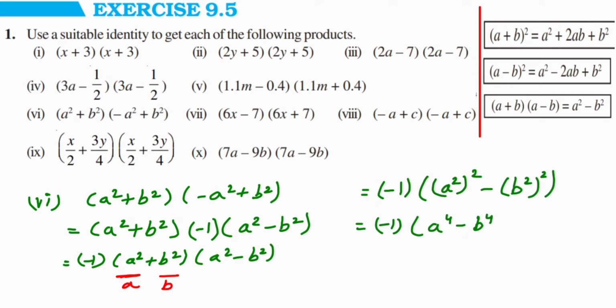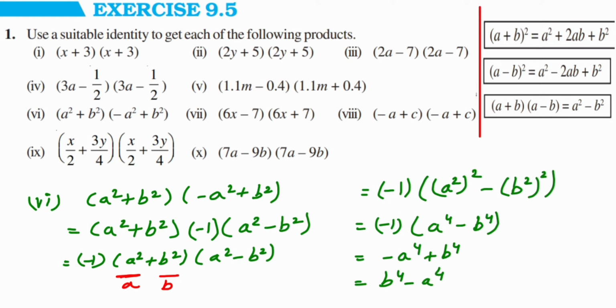You can leave the answer as it is like this, or you can just multiply with minus 1. So minus 1 into a to the power 4 is minus a to the power 4, and minus 1 into minus b to the power 4 is plus b to the power 4. Or you can rewrite this as b to the power 4 minus a to the power 4. So this is the answer for the sixth one.